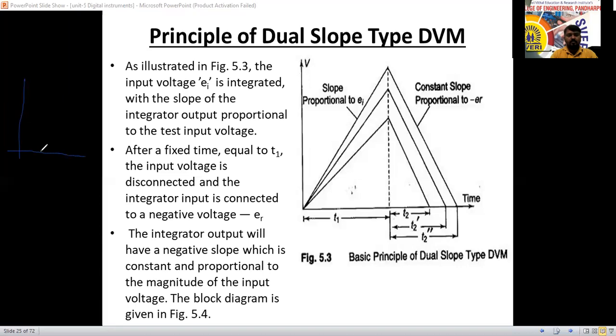Suppose I am increasing something here. What is the maximum value here? Suppose 5, 6, 8, then 10 I will write here. This is for the input voltage. So the magnitude is this one.